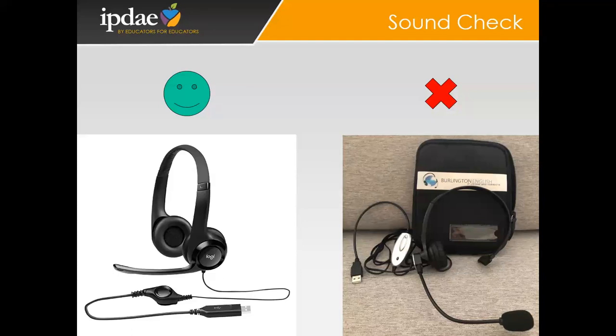Okay. Additionally, it is essential to perform a volume check to ensure that the audio is functioning properly. So before your students get there, make sure you plug those headphones in and do a quick sound check to make sure the volume is up and working.